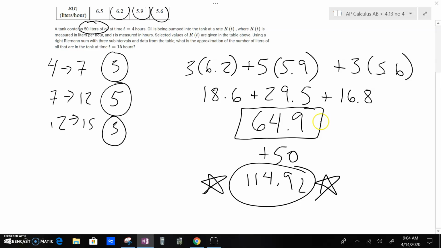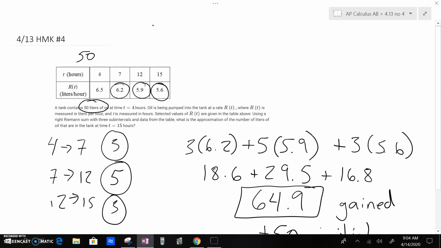So that 64.9 is the amount you gained. So that's the amount you picked up from 4 to 15. And then you have to add in the initial starting amount. That's a really, really common AP question, and it's a common error that's embedded within the AP problems and the way they use summations. So that was one example of that.